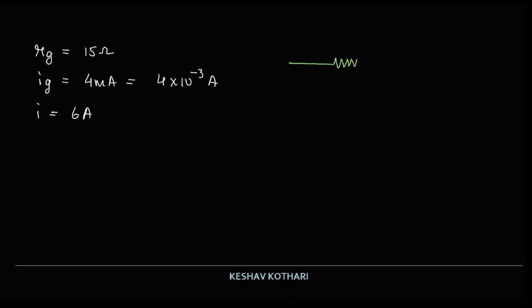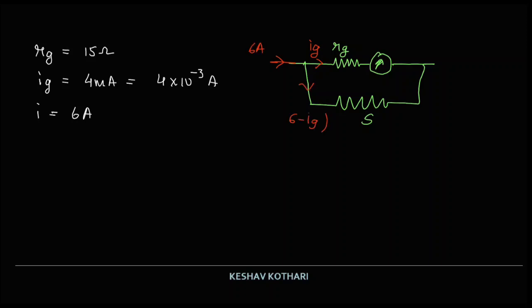So there will be an arrangement like this, and we are connecting a shunt resistance across it. So over here we are calculating for this shunt resistance, so that this feeble current Ig will pass through the galvanometer when an input of 6 ampere is given. So the remaining value, that is 6 minus Ig, must pass through the shunt resistance.